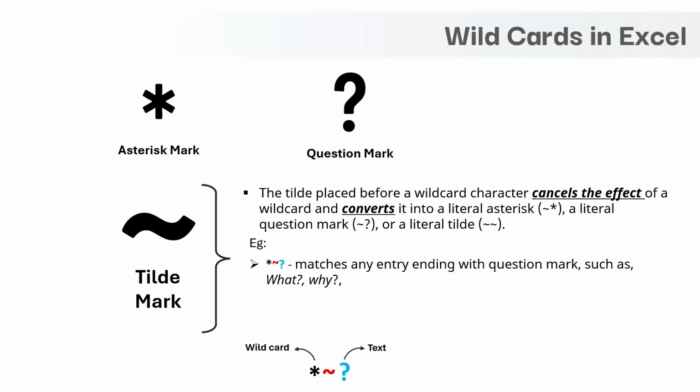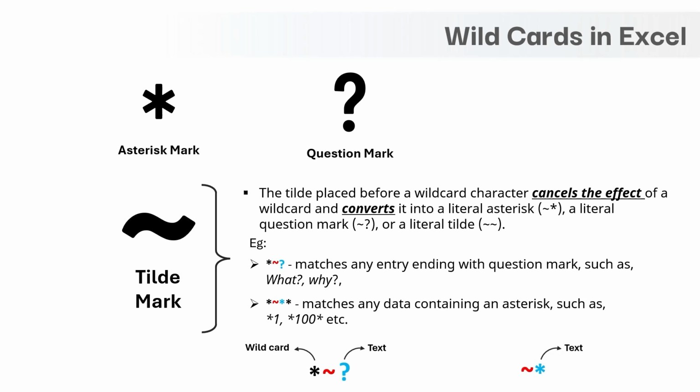Now let's say we want to filter the words which contain asterisk mark at any position. We can first add a tilde mark in front of this asterisk mark to treat it as a literal text, then add two asterisk marks on either side to match any words which contain an asterisk mark at any position. In both the examples, the blue colored question mark and asterisk mark will be treated as a literal text. I hope this is clear. Now let's jump back to Excel and see some examples, and that should give an even clearer understanding.